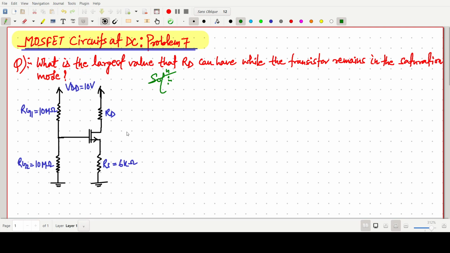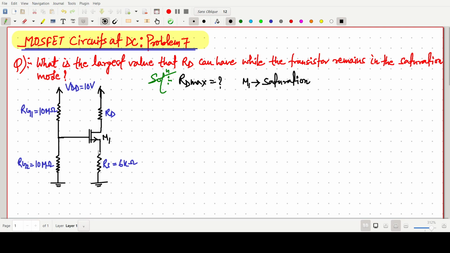So the question is, what is the largest value that RD can have while the transistor remains in the saturation mode? So we have to find the RD value. Largest value means simply we can say RD maximum value. We have to find that the transistor, that is, I am saying this transistor is our M1, will remain in saturation region. So this one is the question.